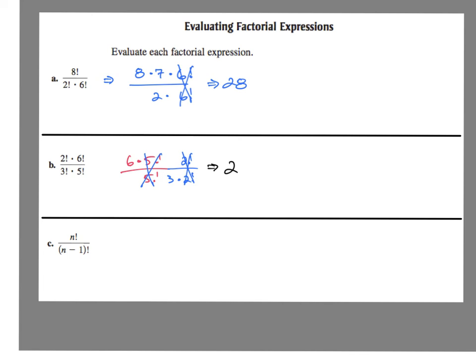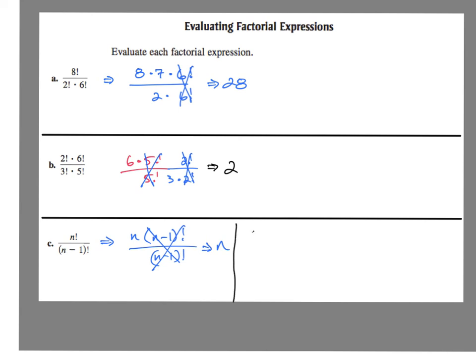Well, if I have n factorial, what's my next one? N minus 1. And then n minus 2, and then n minus 3, and so forth. So I have n factorial over n minus 1 factorial. Which one's bigger? N factorial is bigger. Well, what is n factorial? It's n times what? N minus 1 factorial. That's where I'm going to stop. Because I can cancel these now. So guess what I'm left with? Just n.